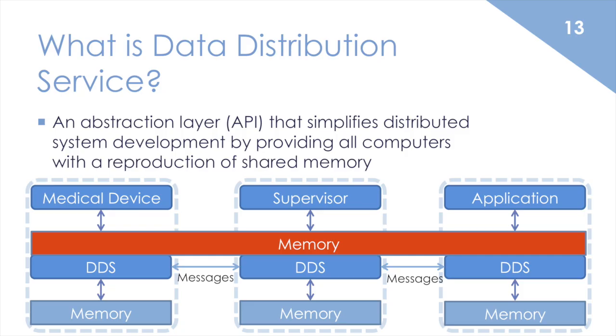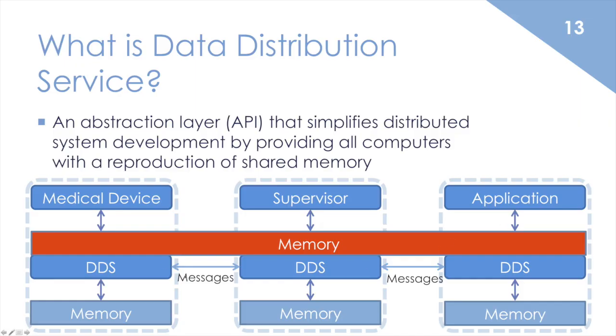So what is the data distribution service? The data distribution service is a standard for an API that simplifies distributed system development. And the way that it does this is by replicating or producing a synthetic shared memory across the entire system. So in this case, the medical device and the application can both perceive or interact with the same global memory space as if they were running on the same computer.